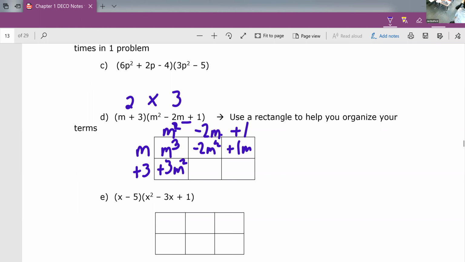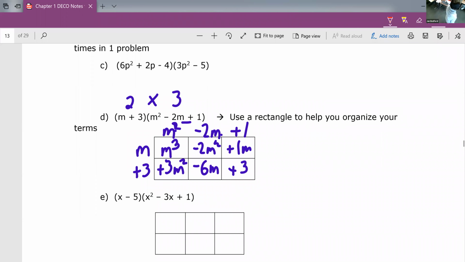Wait a minute, multiply. Multiply. Negative 6m. Good. I know that's the tricky part. You have to make sure you don't get confused on am I multiplying or am I adding? And what's a positive 3 times a positive 1? Plus 3.